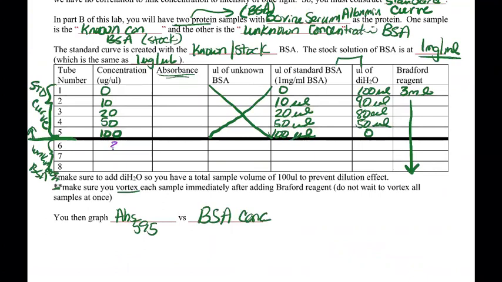So this is our, we don't know what our concentration is. That's our unknown. We're not sure. This is the data you're going to collect, and then you're going to do 100 microliters of your unknown. You're not going to do any standard BSA. You don't need any water, and you're going to still add 3 milliliters of Bradford. So 3 ml, 3 ml, 3 ml. And then you're going to take your absorbance reading.